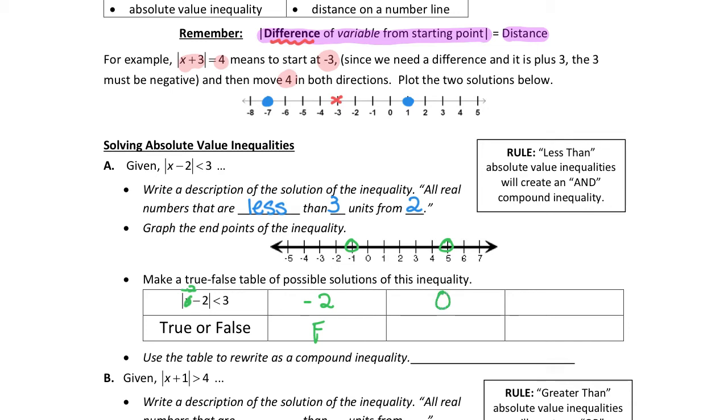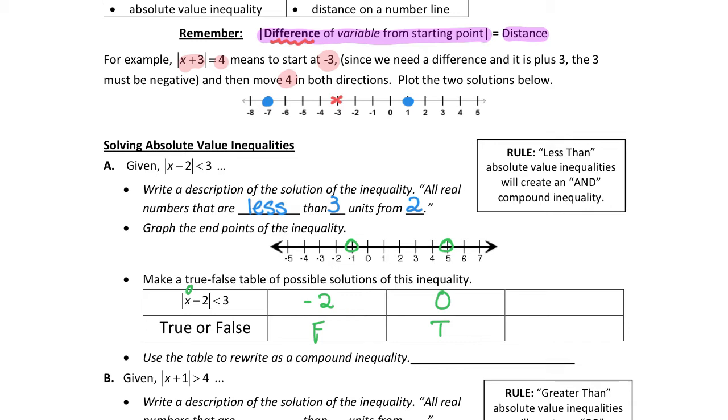If I substituted a 0 in here, you would see that I'm going to get 0 minus 2, which would give me -2. Absolute value of -2 is +2, and that is true. It is less than 3. So +2 is less than 3.